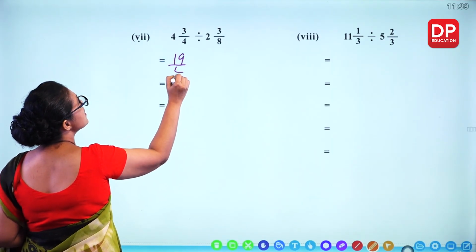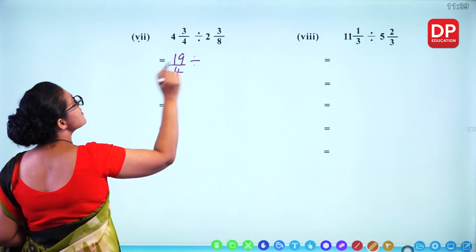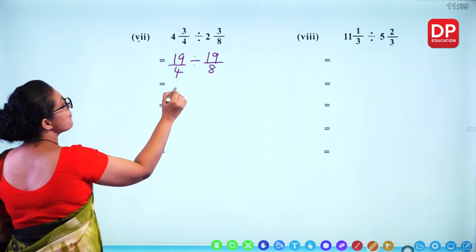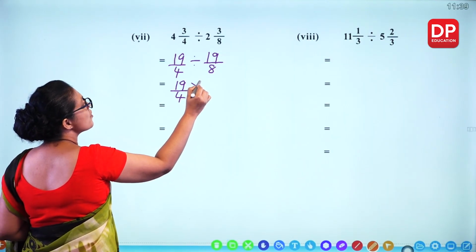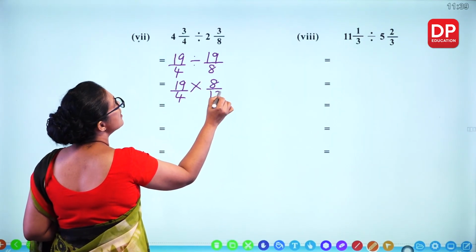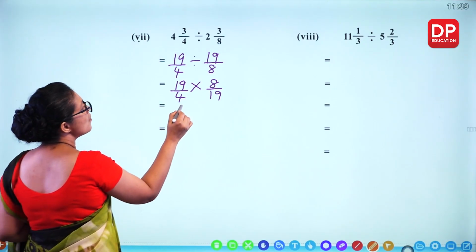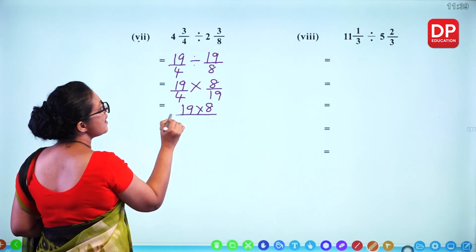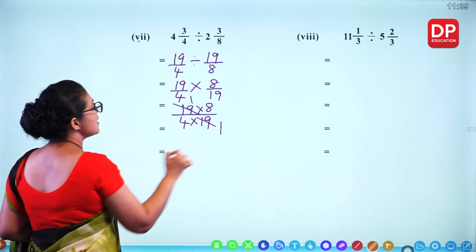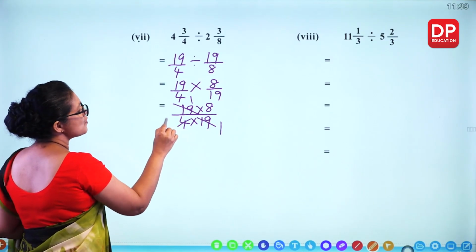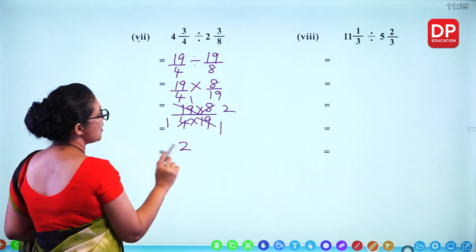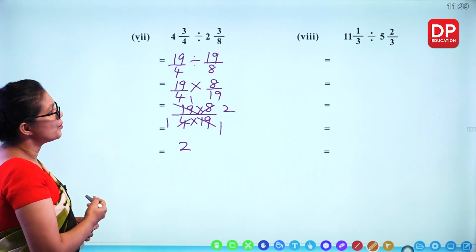Take this one, convert to improper fractions. 16 plus 3, 19. 16 plus 3, again 19. Now convert to its reciprocal. You have to write multiplication here. 8 over 19. Now multiply the numerators separately and the denominators separately. 19 gets cancelled out. 4 times 1 and 4 times 2. So 2 times 1, 2. 1 times 1, 1. So you get 2.